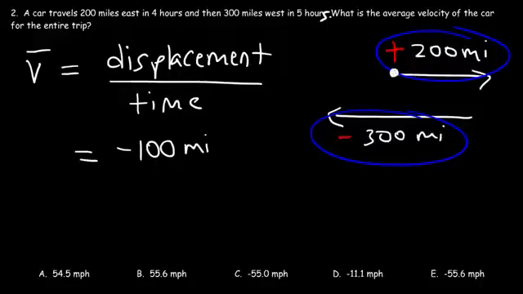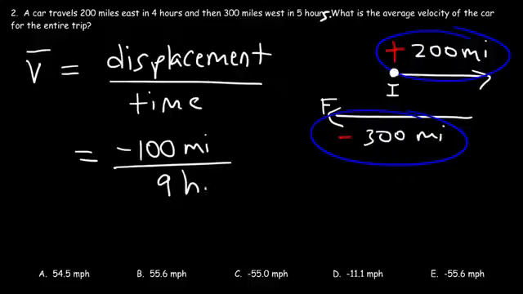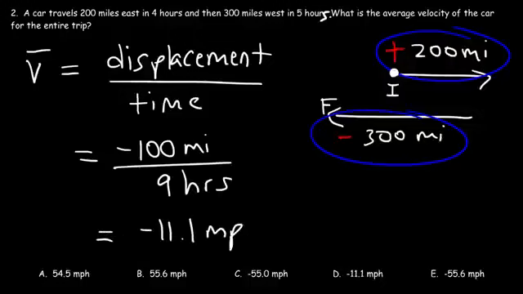Because we started here, and the net result, if you look at the initial position to the final position, the car traveled 100 miles west. Now the total time is still 9 hours. So it's going to be negative 100 divided by 9. And so this is going to be negative 11.1 miles per hour.